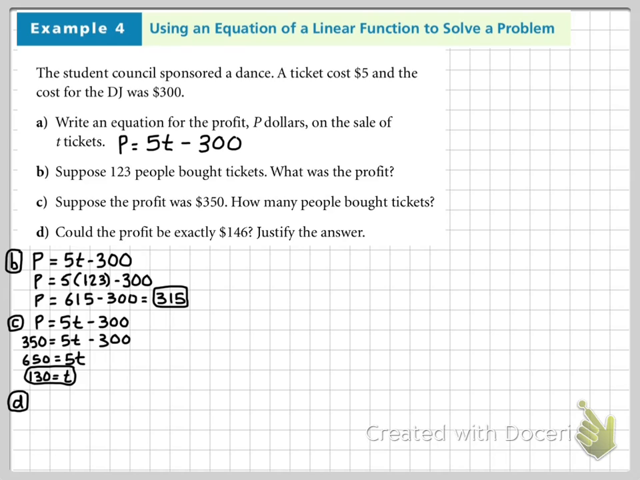For D, could the profit be exactly $146? Well, hopefully you can see that by now it can't be, because everything is in multiples of 5. So how can you end up with a profit of $146?